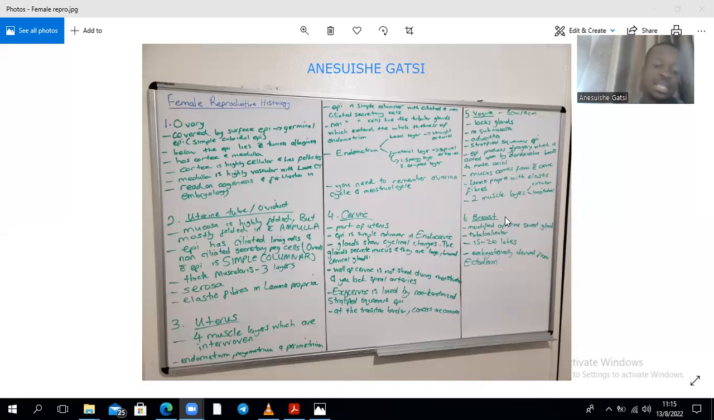Which is an outer dense connective tissue, as well as a layer of loose connective tissue. It's actually the reverse. It's inner dense connective tissue, and on the outside you find loose connective tissue with a bit of fat there.